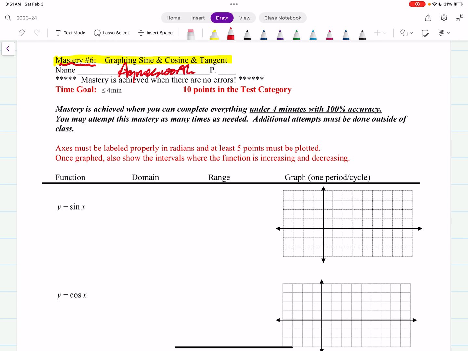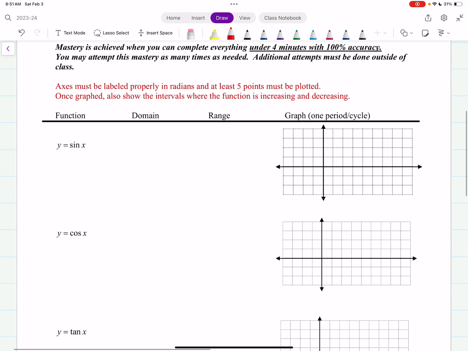You already know how to graph sine and cosine, so that's review. Obviously, the new one is tangent that you want to get good at. Okay, so we want to try to do this in under 4 minutes with 100% accuracy, and we have to also follow the directions in red.